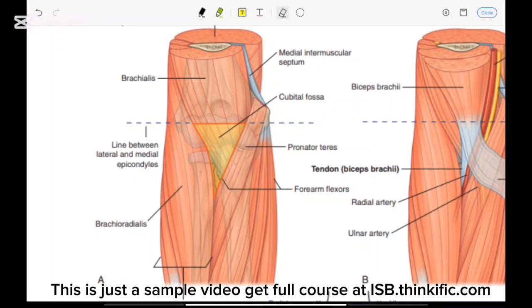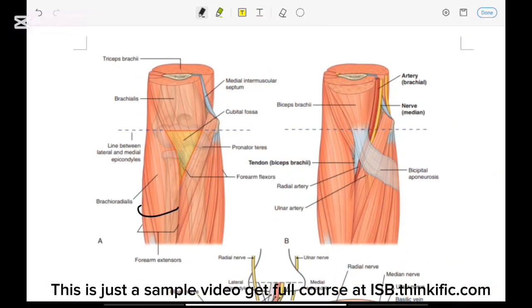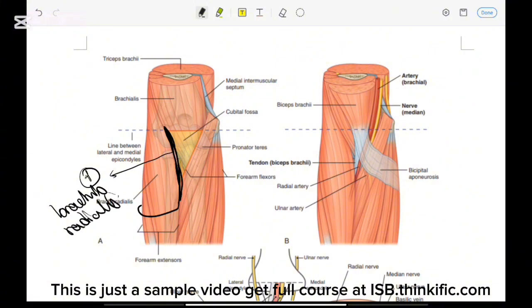On the lateral aspect is the medial border of the brachioradialis. This muscle here is called brachioradialis. Actually, the medial border of this muscle forms the lateral border of the cubital fossa. So that's one border, right? Brachioradialis. That's the lateral border. The medial border is the lateral border of the pronator teres. Right? That's a muscle of the anterior compartment of the forearm.